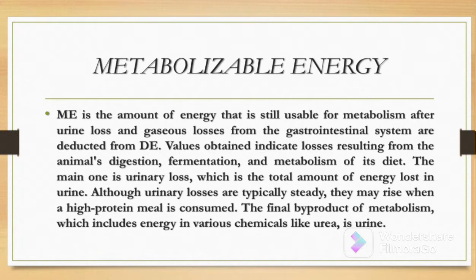Now, let us move on to metabolizable energy, or ME. It is the amount of energy that is still usable for metabolism after urine loss and gaseous losses from the gastrointestinal system are deducted from digestible energy. Values obtained indicate losses resulting from the animal's digestion, fermentation, and metabolism of its diet. The main one is urinary loss, which is the total amount of energy lost in the urine. Although urinary losses are typically steady, they may rise when a high-protein meal is consumed. The final byproduct of metabolism, which includes energy in various chemicals such as urea, is urine.